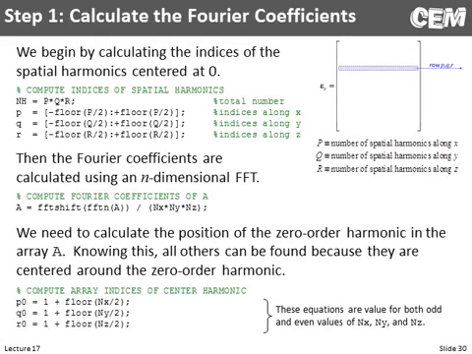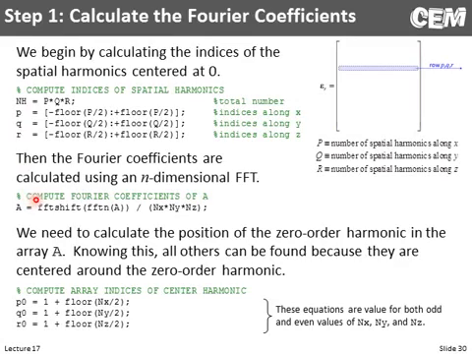So the first step in this is to calculate the actual Fourier coefficients. The first thing I like to do is compute the indices of these Fourier coefficients. So the total number of spatial harmonics will be P, Q, R, and we will set up arrays that go from minus P over 2 all the way up to positive P over 2, and this will pass through 0. So if capital P comes in being 11, little p will go from minus 5 up to positive 5, as an example. So now we have these 1D arrays describing our indices.